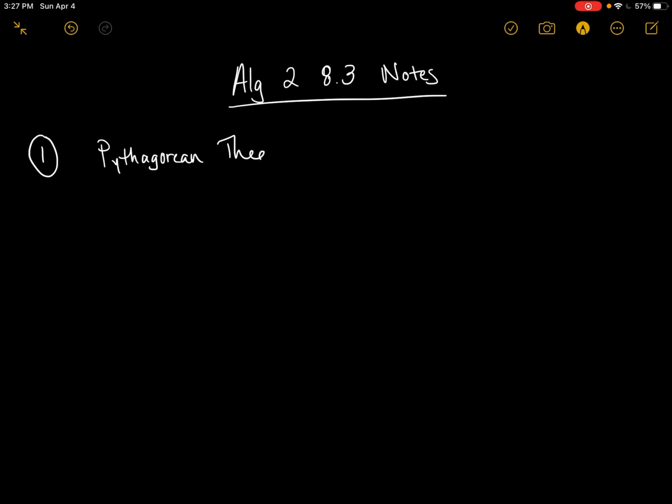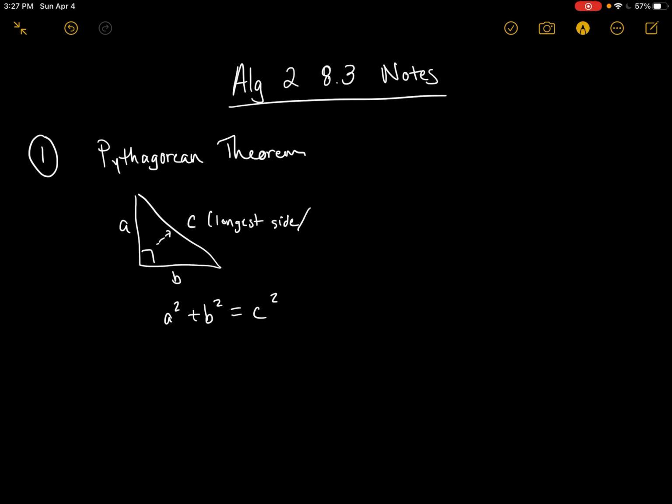The first thing is if we have right triangles, we can use the Pythagorean theorem. And what this tells us is that if we have a right triangle with sides a, b, and c, a squared plus b squared equals c squared. C does have to be the hypotenuse or the longest side. And a and b are interchangeable, so it doesn't matter which one goes where, as long as c is correctly identified as the longest side.